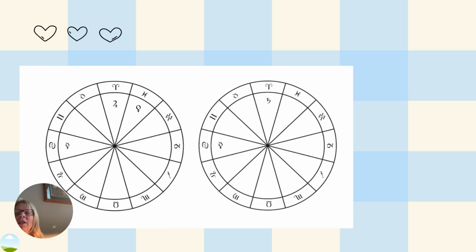This is a square. This is a superior square aspect because the energy is flowing from Jupiter to Mercury. It's flowing counterclockwise or in zodiac sign order, meaning Jupiter is in Aries, and then the next house is Taurus, and then Gemini, and then Cancer. That's called a superior square.